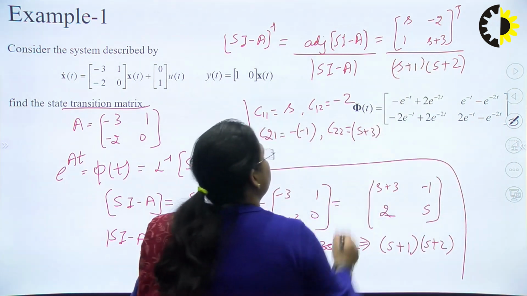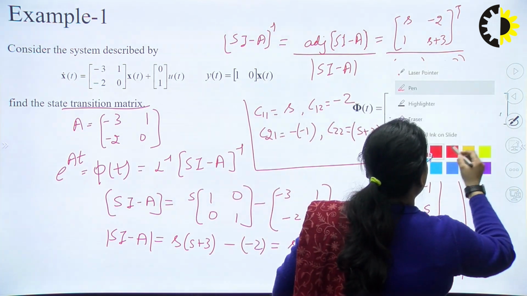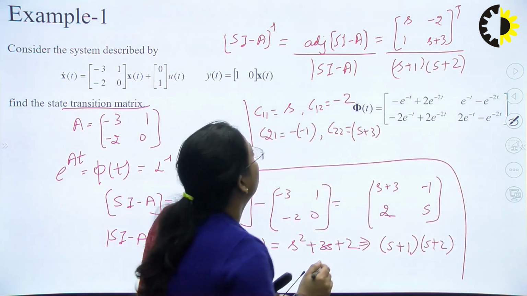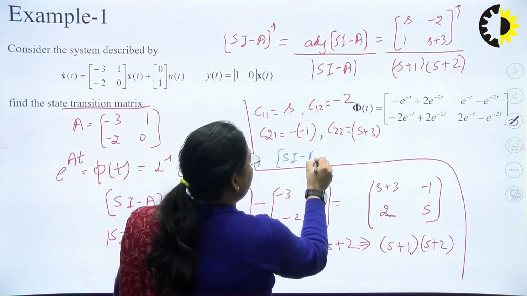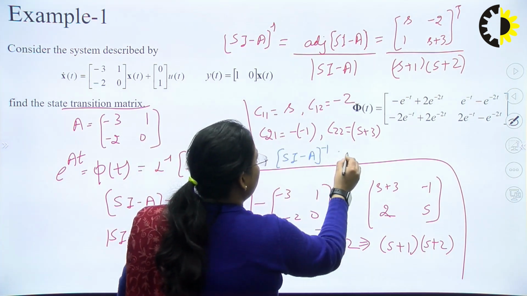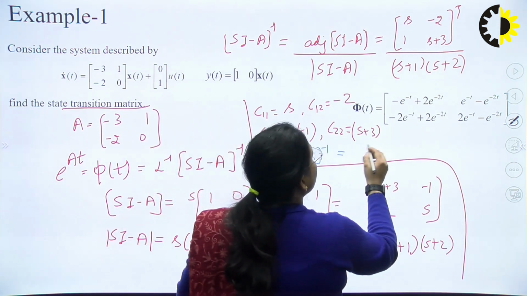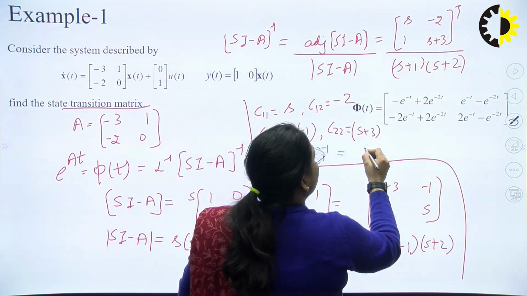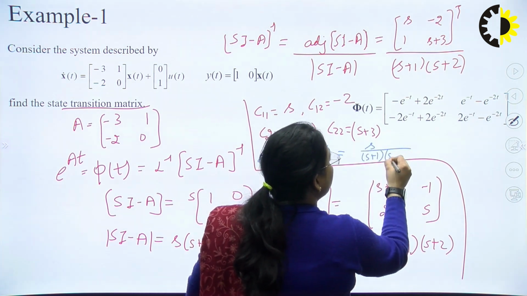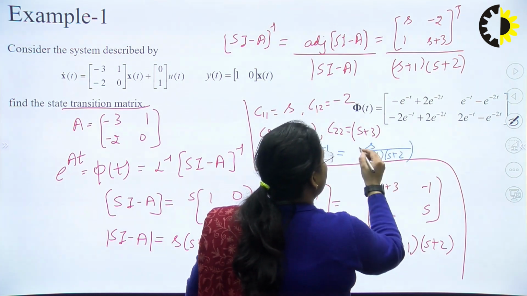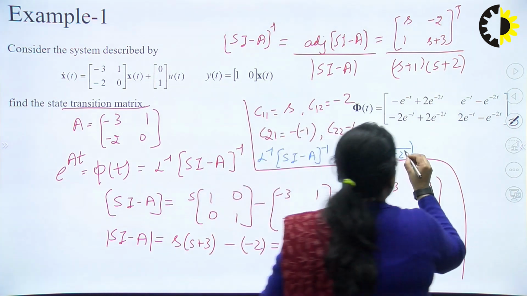Now let me clear this, and use another pen so that there will be no confusion. Now we can directly write the (sI minus A) inverse, and if we take its Laplace inverse as well, then what will we have here? The Laplace inverse of s upon s plus 1 into s plus 2, this will be the term, okay?